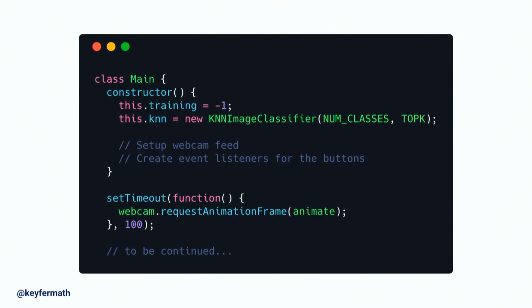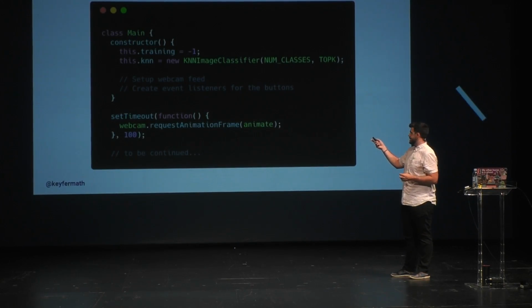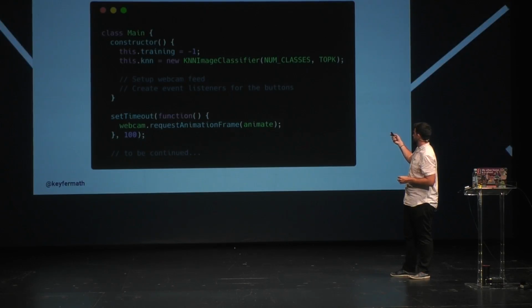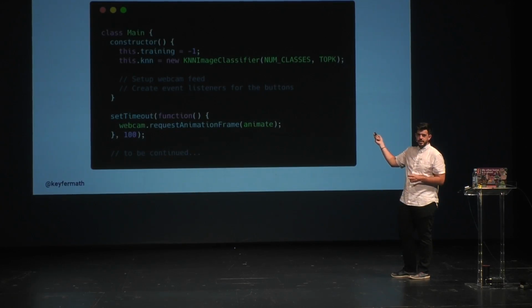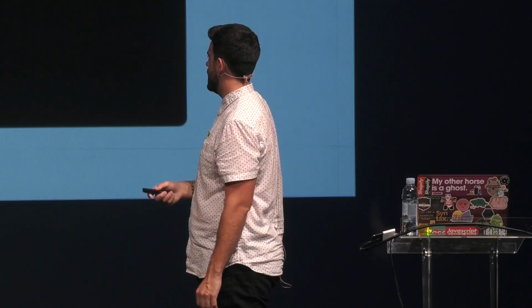Next, I'm setting up my main constructor, where I'm setting training to -1. So when I load the screen, I'm not going to start training immediately. And I'm creating a new k-nearest neighbor classifier with those constants that I just made. I can then set up my webcam feed here using Navigator, and then create event listeners for the buttons. We all know how to do this. You can do this in HTML. You can do this in JavaScript. That's not the most integral part of this.